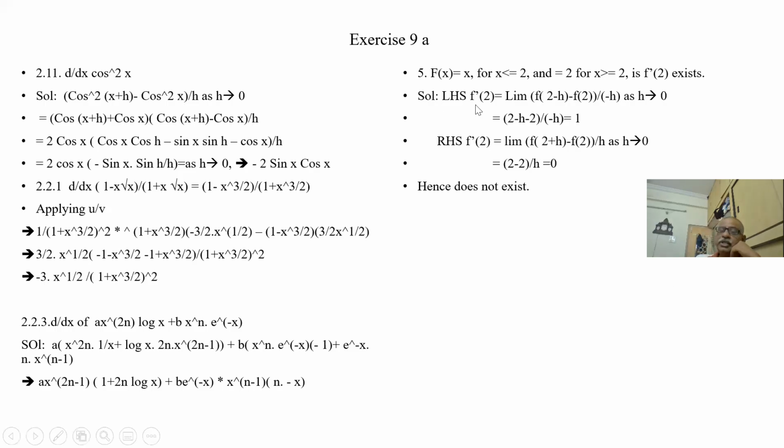So this is the left hand side limit we are first calculating. f dash 2 is the limit of f of 2 minus h minus f of 2 by minus h as h tends to 0. Because it is less than 2, so f of 2 minus f of 2 minus h by h. So minus sign is bottom, no problem. Now f of 2 minus h, if it is less than 2, it is equal to x itself. So f of 2 minus h is 2 minus h. This is minus 2, 2 getting cancelled. Minus h by minus h, that is plus 1.